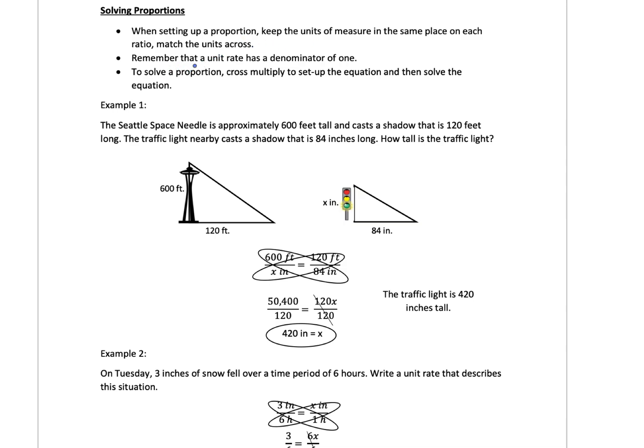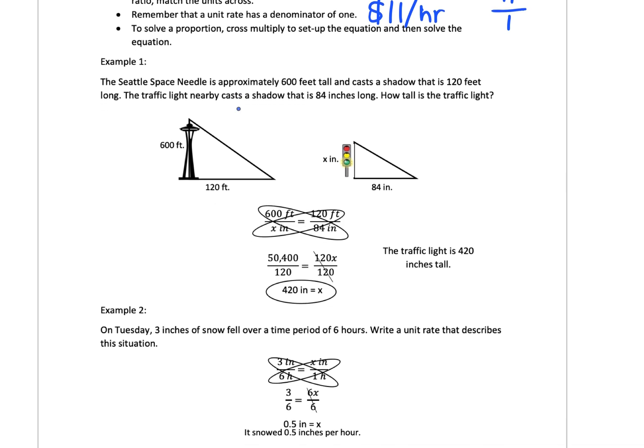You need to remember that a unit rate has a denominator of 1, so that's like when we say she earns $11 per hour. That would just mean her unit rate is $11 for every 1 hour. So we would write that as $11 over 1. Then to solve a proportion, you need to cross multiply to set up the equation and then solve the equation. So we'll do a few examples together.